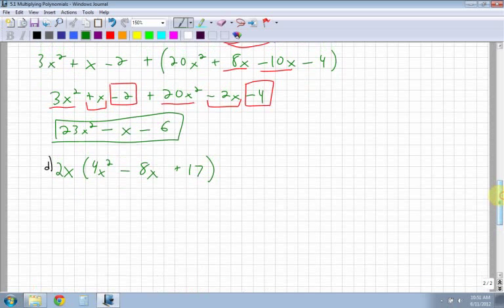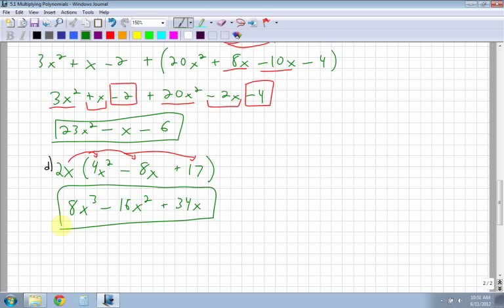All right. Last example here, and then I'll give you a little hint for the exam. So here I have one term multiplied by 1, 2, 3 terms. This one's not too bad. 2x times 4x squared. Well, I got to multiply the 2 and the 4 to get 8. I have to multiply the x and the x squared to get x cubed. Don't forget the numbers and the letters. Next I have 2 times negative 8, which is negative 16. X times x is just x squared. And lastly I have 2 times 17, which is 34. And then I have an x, no x there, so just an x tacked on. And that's it for that one.